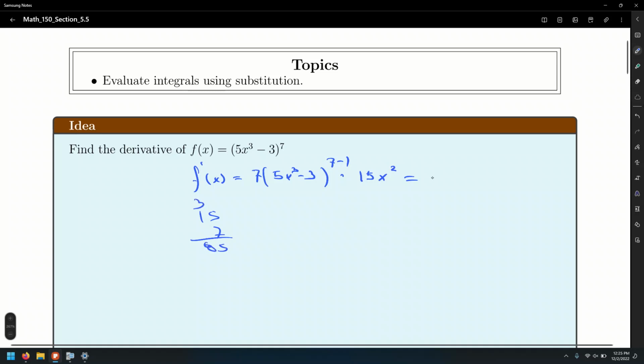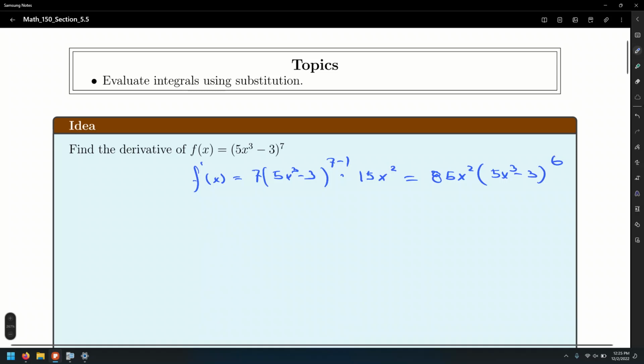That's 85, so that's going to be 85x squared times (5x cubed minus 3) to the 6th power. All right? So that'll be the derivative of this function using the chain rule.